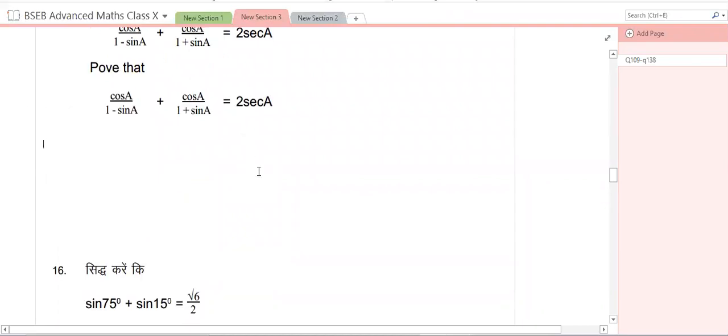So what is that? We want to prove, which is equal to, we can just say left-hand side is equal to 1 minus sine A into 1 plus sine A. So 1 minus sine A, 1 minus sine A cancels out. So we have cos A into 1 plus sine A.